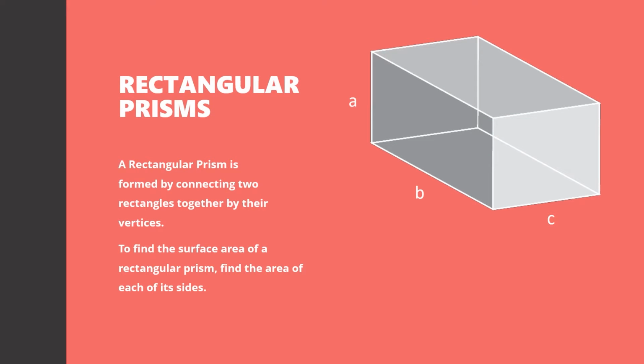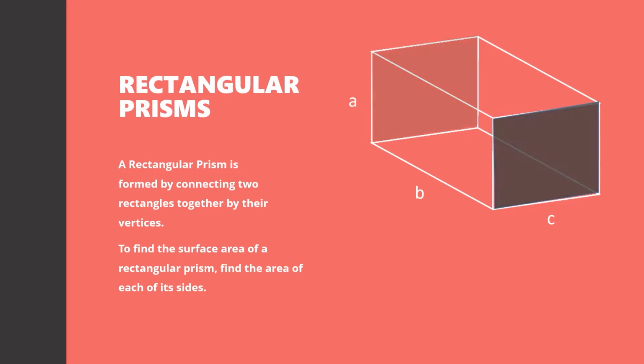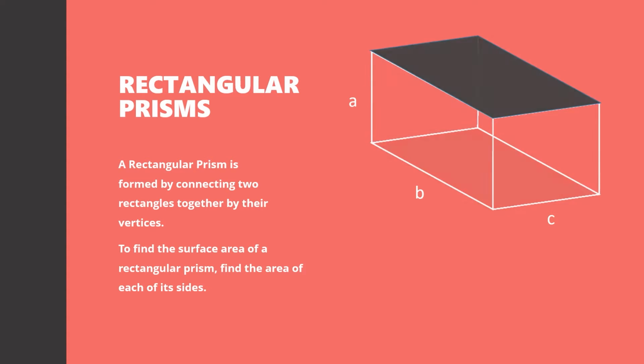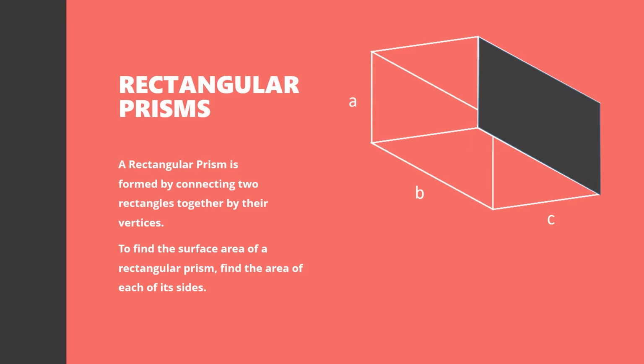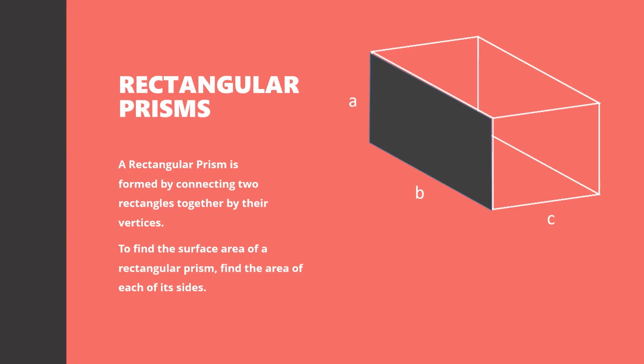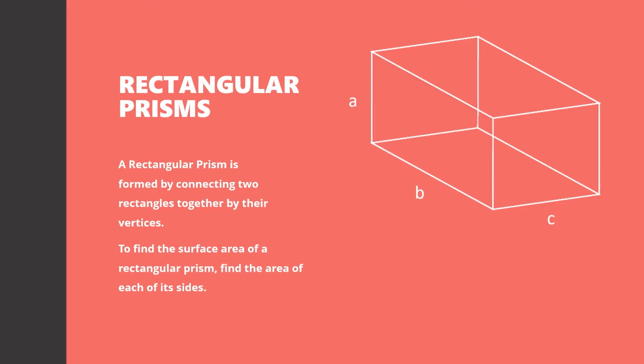A rectangular prism is formed by connecting two rectangles by their vertices like this. To find the area of a rectangular prism, we need to find the area of each of its component sides. So that would be the front, back, top, bottom, right-hand side, and left-hand side. As you can see, it's composed of 6 rectangles. By finding the area of each one of these rectangles, you will find the surface area of the rectangular prism.